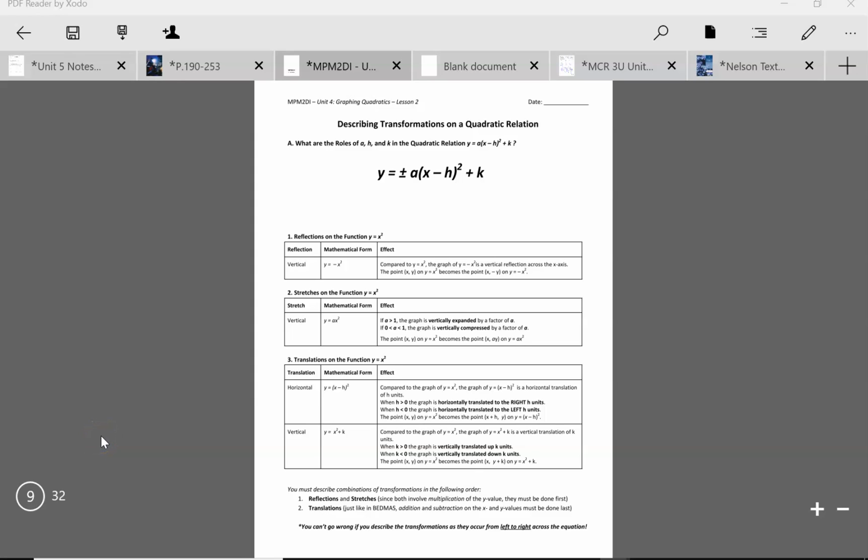Hello, and welcome to our lesson 2, unit 4, graphing quadratics. And here we're going to be talking about transformations of functions.